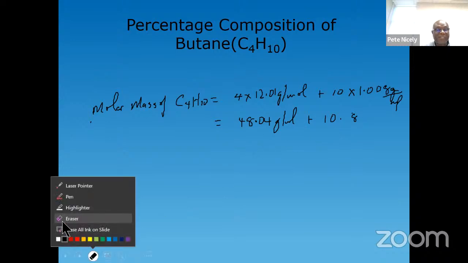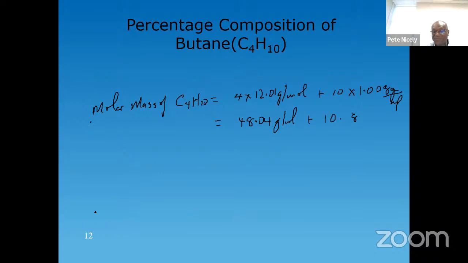Okay, let me do this properly. So this would be 10.08 grams per mole. So when you add this up together, you're going to get 48.04 plus 10.08. Okay, so according to my calculation, this works out to be 58.12 grams per mole. So that's a molar mass, all right?